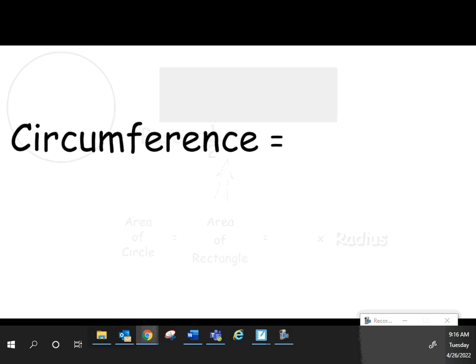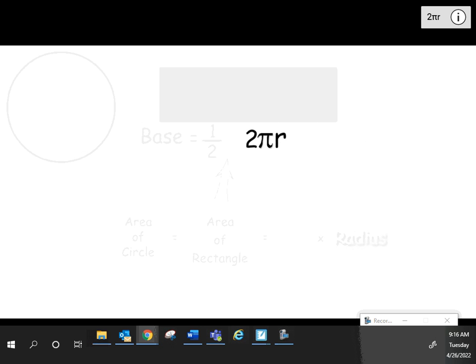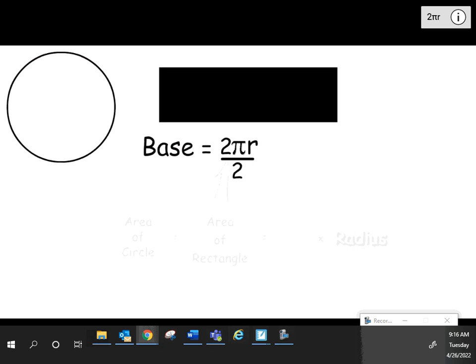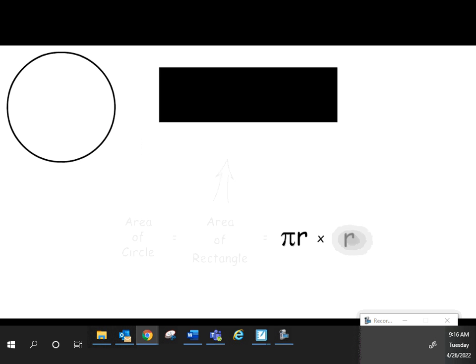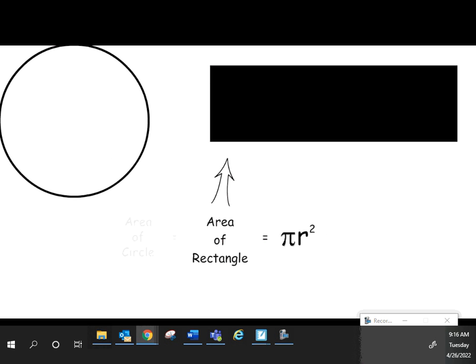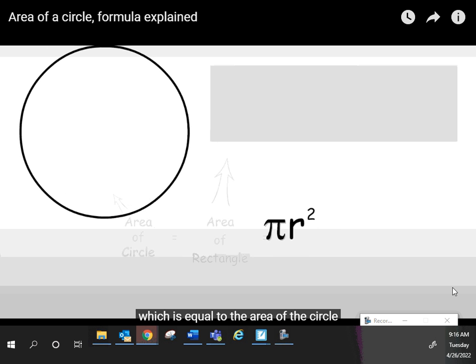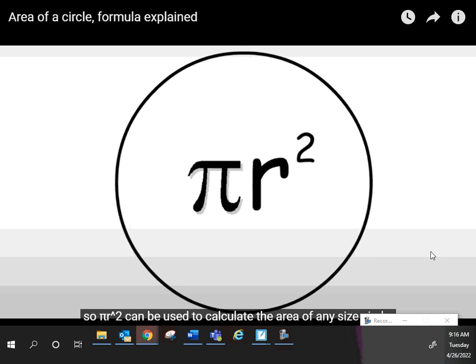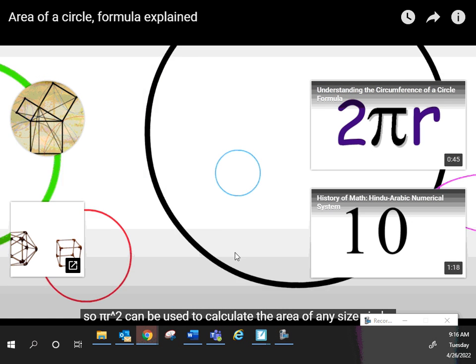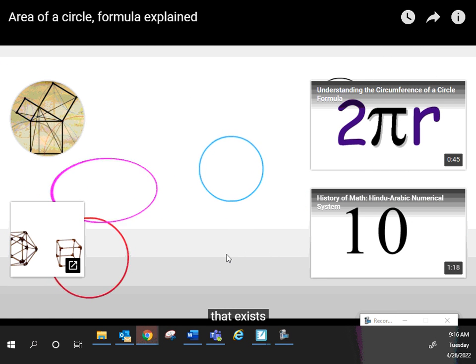Remember that the circumference is equal to 2 pi r. When we combine it with 1/2, the 2's cancel out, and the base is equal to pi r. So now, base times height becomes pi r times r. Combine the r's together, and we have pi r squared, which is equal to the area of the rectangle, which is equal to the area of the circle. So pi r squared can be used to calculate the area of any size circle that exists.